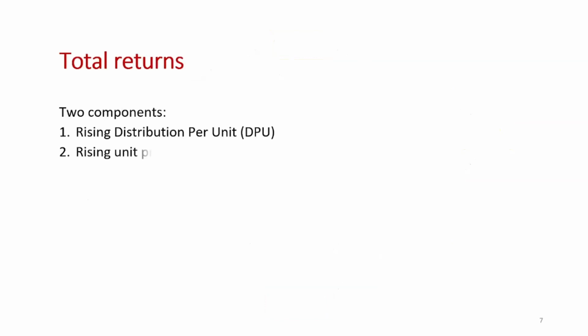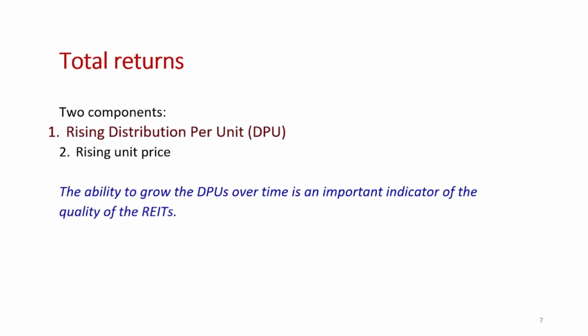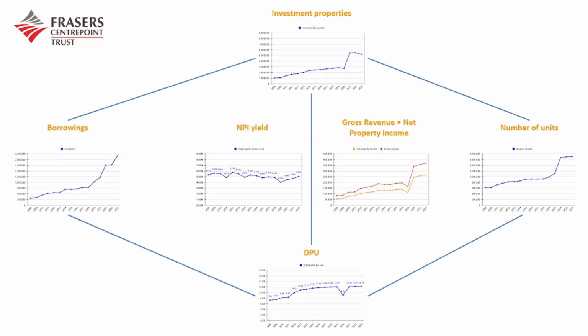Total return for REITs is determined by DPU and its unit price. The ability to grow DPU consistently over a long period will have a significant impact on unit price. A rising DPU is an important metric in determining the quality of the REIT. Let's look at a few REITs. I covered them separately in my previous video, so do check them out.